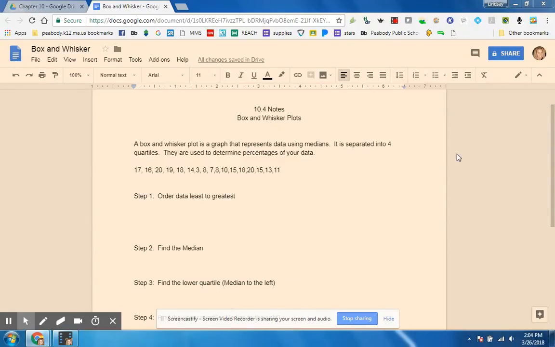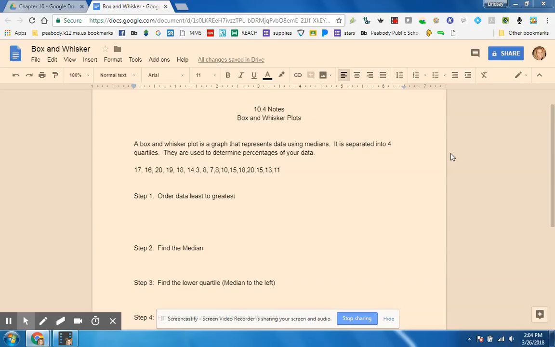So we are going to learn today how to make a box and whisker plot. A box and whisker plot is a graph that represents data using medians. If you remember, the median in a set of data is the number that you find after you order everything least to greatest and find the number in the middle.